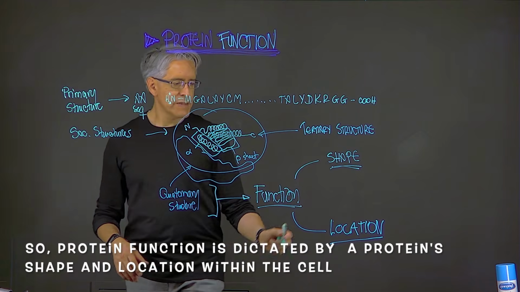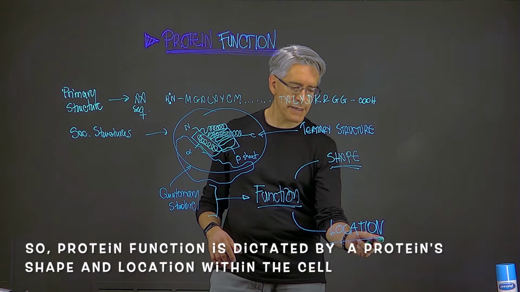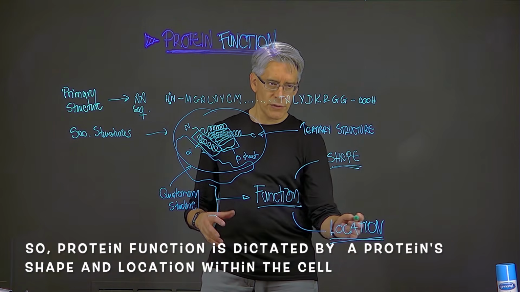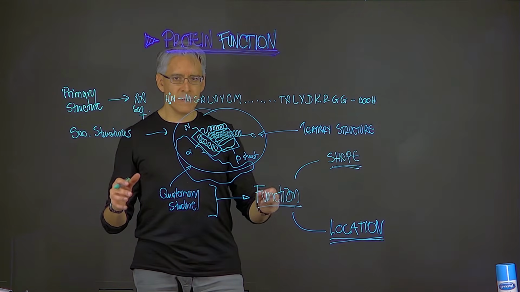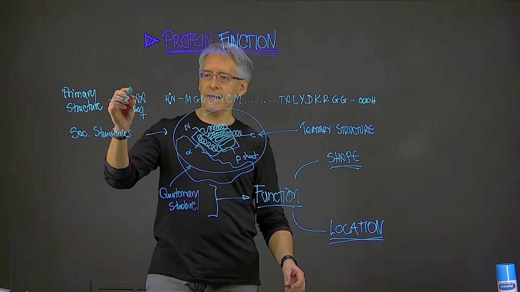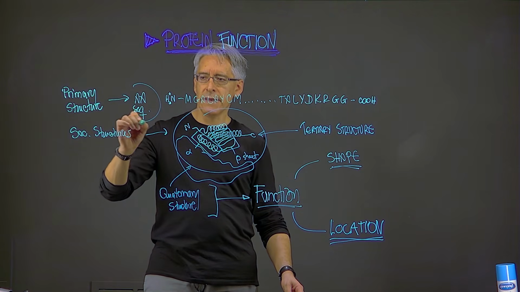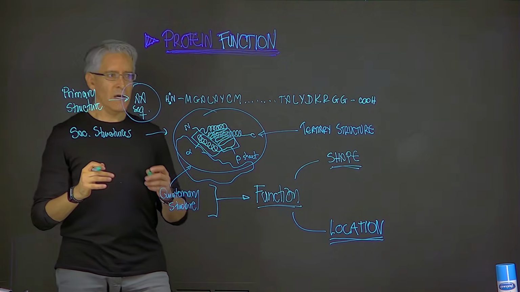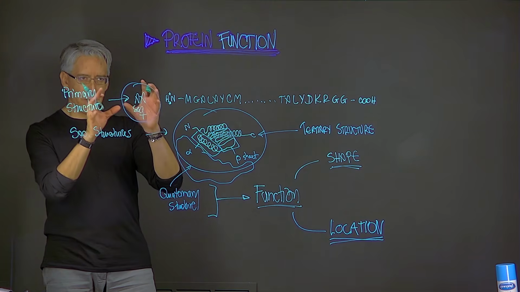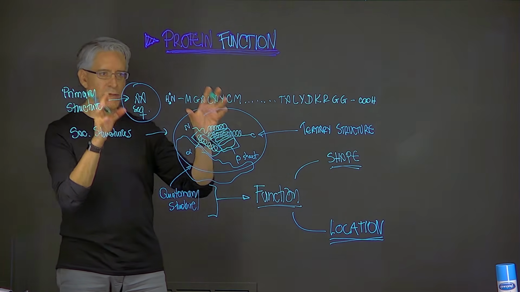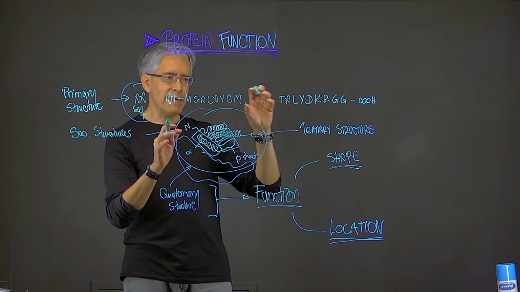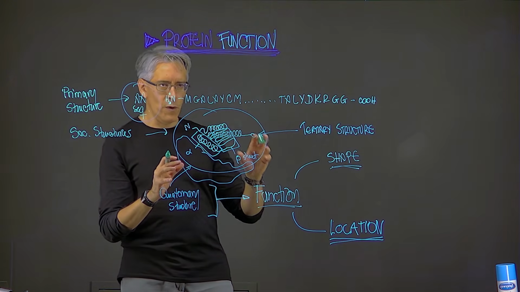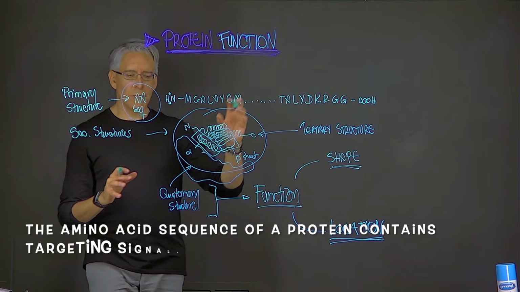And what dictates the location? What indicates where in the cell should the protein be located? Well, funny enough, it actually comes down to be exactly the same thing that dictates the shape, the amino acid sequence of the protein. Because in the primary structure of the protein, in the amino acid sequence of the protein, you actually find the key elements that indicate where in the cell the protein should be located.